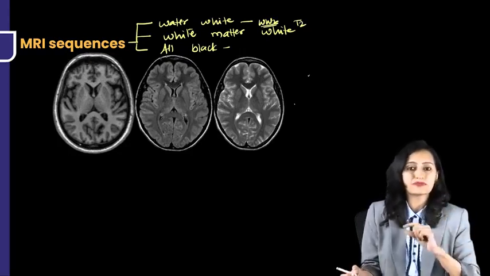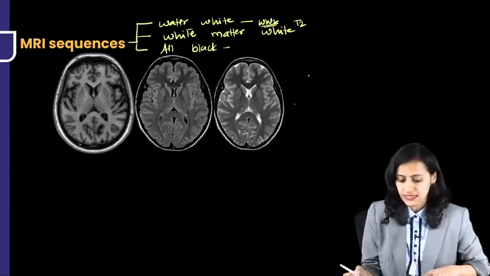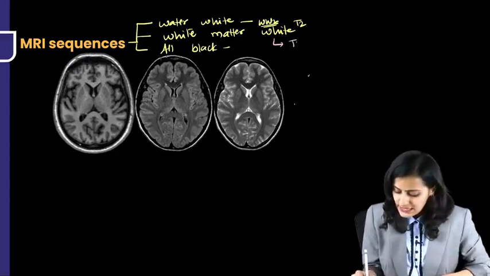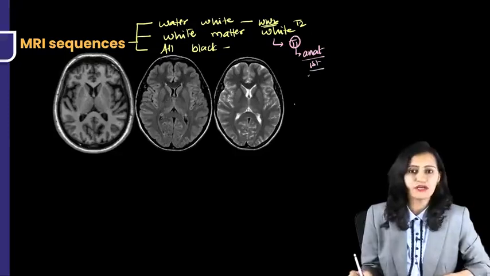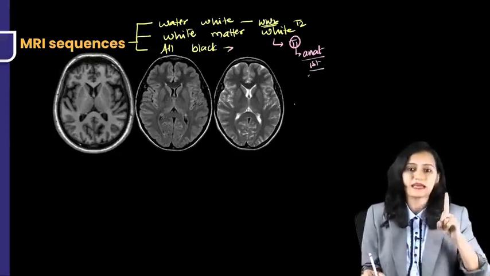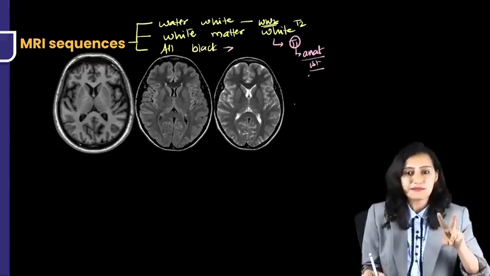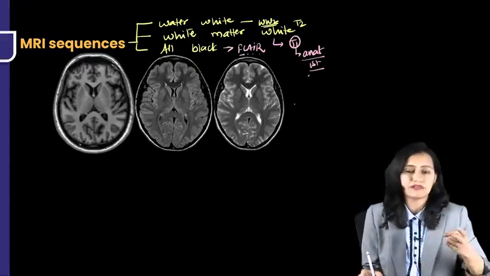When the white matter is white, that means anatomy is being followed. White is white, gray is gray. So in that case, it's a T1 weighted MRI because 1 stands for anatomy, the first year MBBS subject. That is followed here, white is white and gray is gray. Then we have the MRI sequence where everything is black. That means water is also black. The white matter is also black. All black is a FLAIR sequence, that is fluid attenuation inversion recovery sequence.